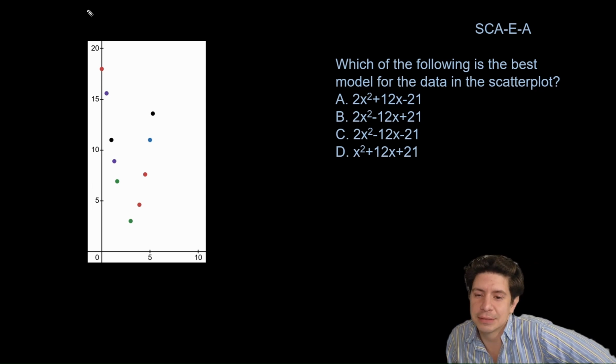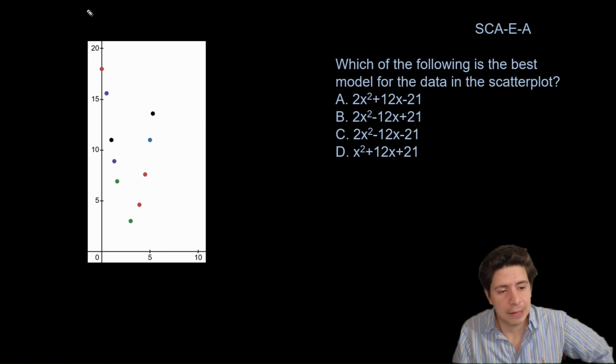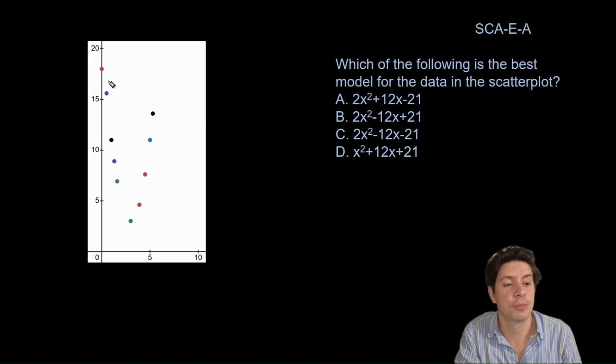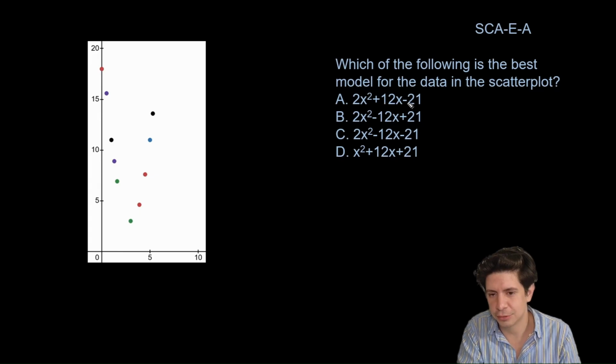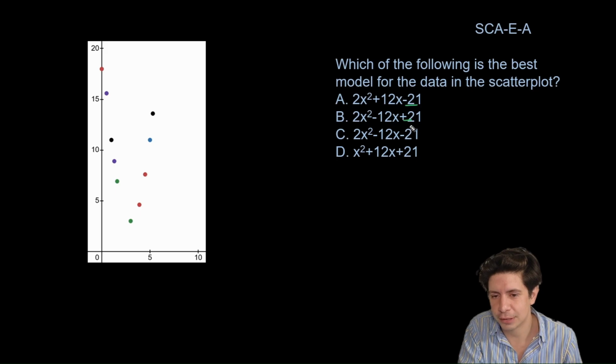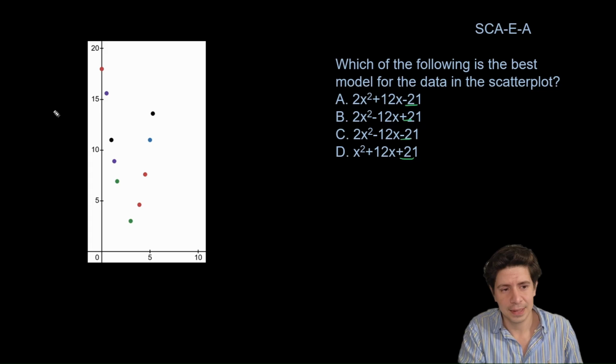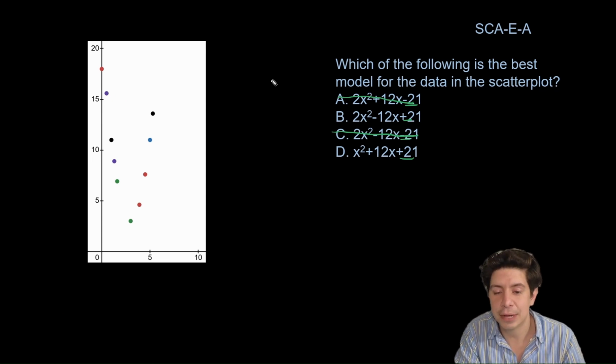Which of the following is the best model for the data in the scatter plot? And we have this multicolored scatter plot that we're working off of. So first of all, let's look at the differences between the answer choices. That's what I like to do. Let's do something simple, the y-intercept. Negative 21, positive 21, negative 21, positive 21. So it's going to be one of those two. It's clearly more likely to be positive 21 than negative 21, so eliminate A and eliminate C. Now we have left 2x squared minus 12x plus 21 and x squared plus 12x plus 21.